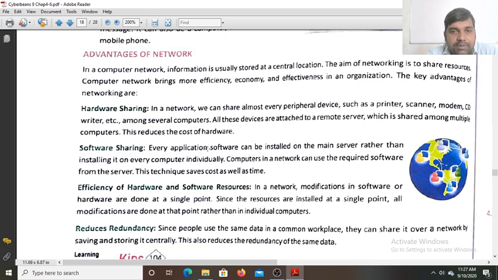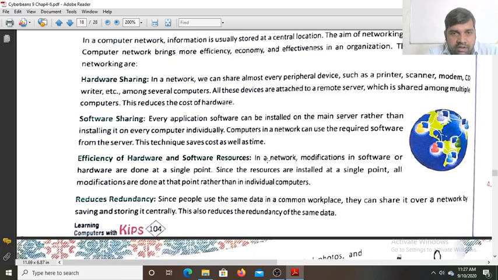Software sharing. Every application software can be installed on the main server rather than installing it on every computer individually. So computers in a network can use the required software from the server. This technique saves the cost as well as time. Yes. So whatever application all the computers want to use, that application software can be installed on the main server, and every computer can individually install the application software from the server. So this will save the cost as well as time.